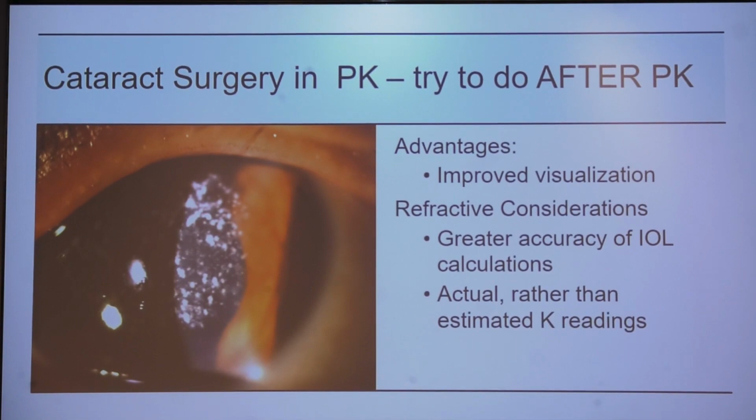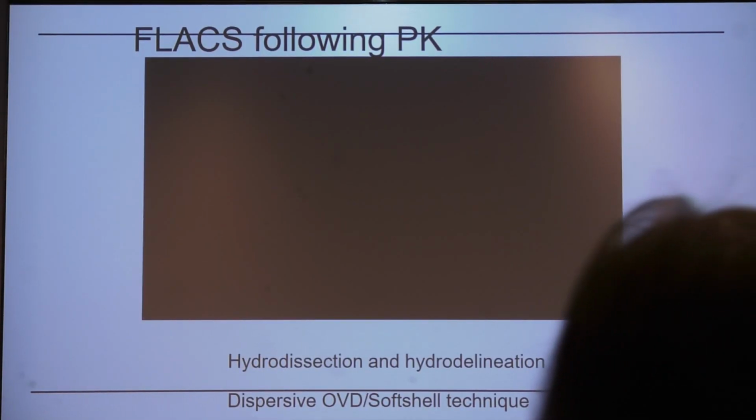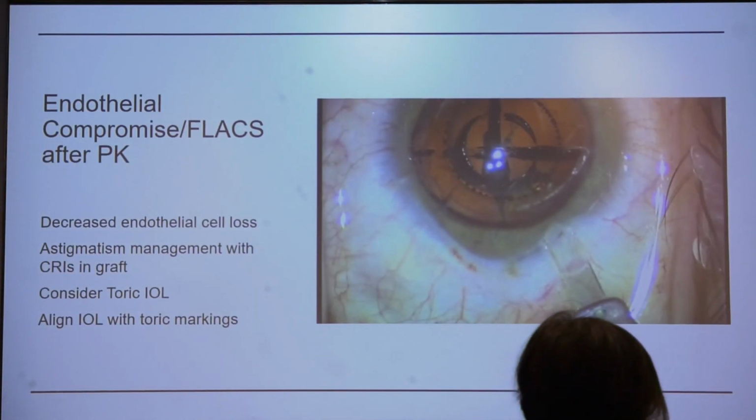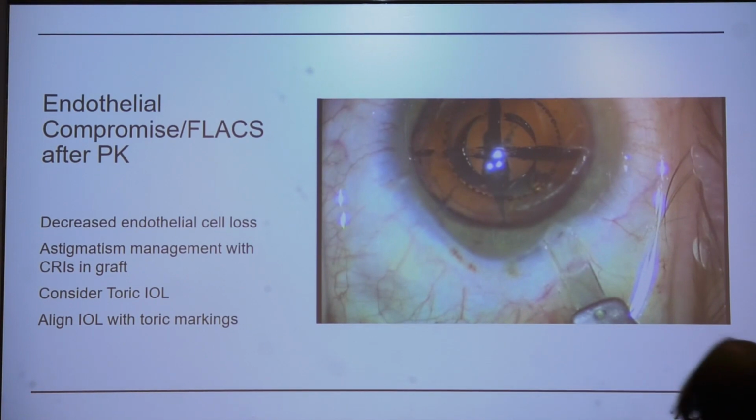In the case of other corneal opacities, dystrophies and such, I really like to try to do my transplant first. If it's a full thickness or a DALK, I will do that first for improved visualization and improved K readings. When you get to doing the cataract, you'll get a much greater accuracy of IOL calculations and actual versus estimated K readings. Let's see here if, oh, there was a video there.